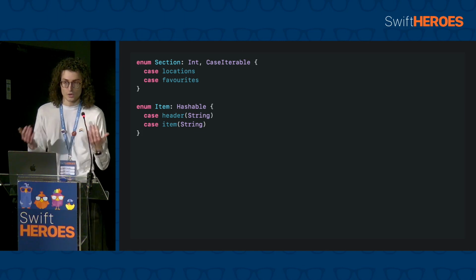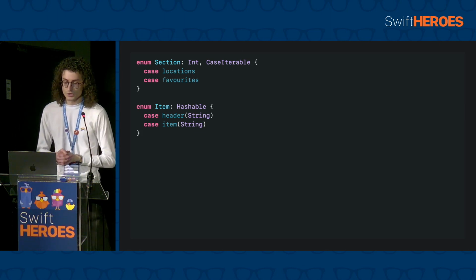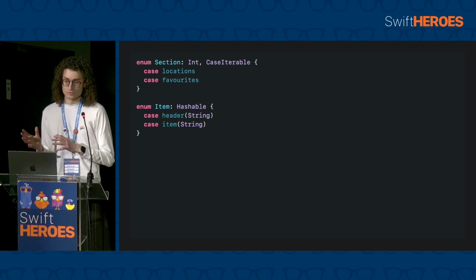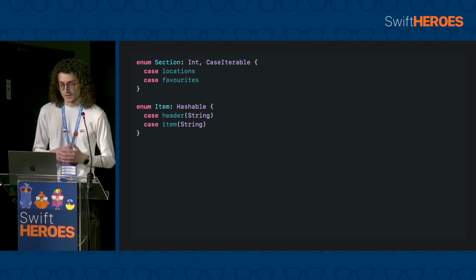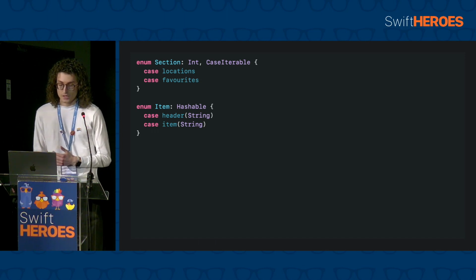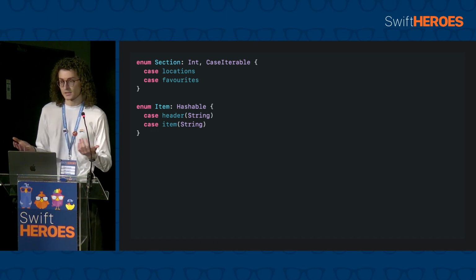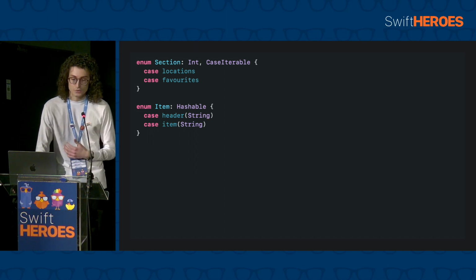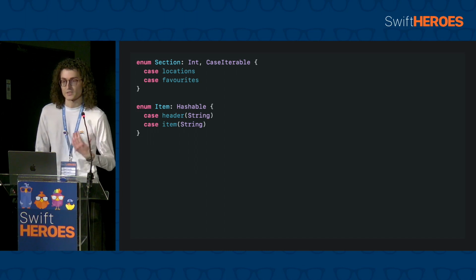So now we can create the model for our data source. And we will create two simple enum types. One represents our sections, and the other represents our items. Now, in this case, since we're displaying a static list of items, we will only use a string as associated value in our items to display a title in our cells.